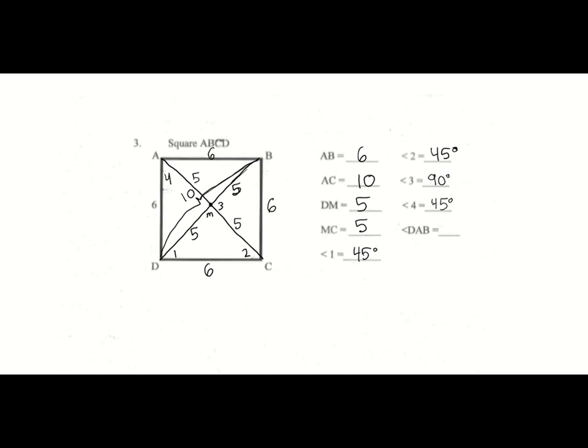And then our last angle, it's asking for DAB, which we can trace right here, DAB, which is this whole thing right here. And we know the corner of a square is 90 degrees.